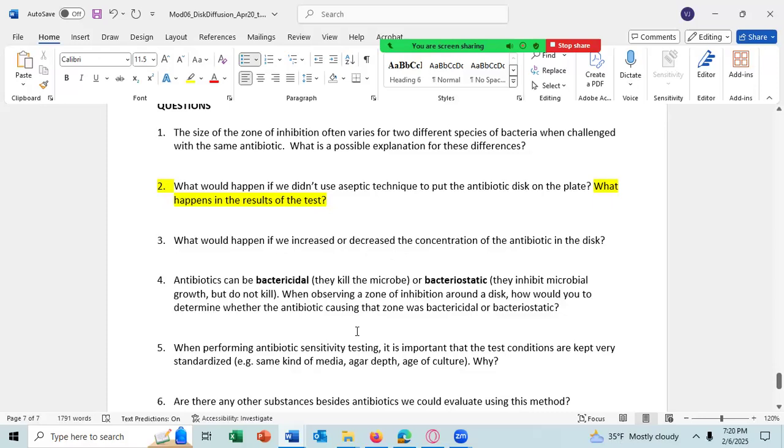5, antibiotics can be bactericidal, that is, they kill microbes, or bacteriostatic, they inhibit microbial growth but do not kill the cells. When observing a zone of inhibition around a disc, how would you determine whether the antibiotic causing that zone was bactericidal or was bacteriostatic?